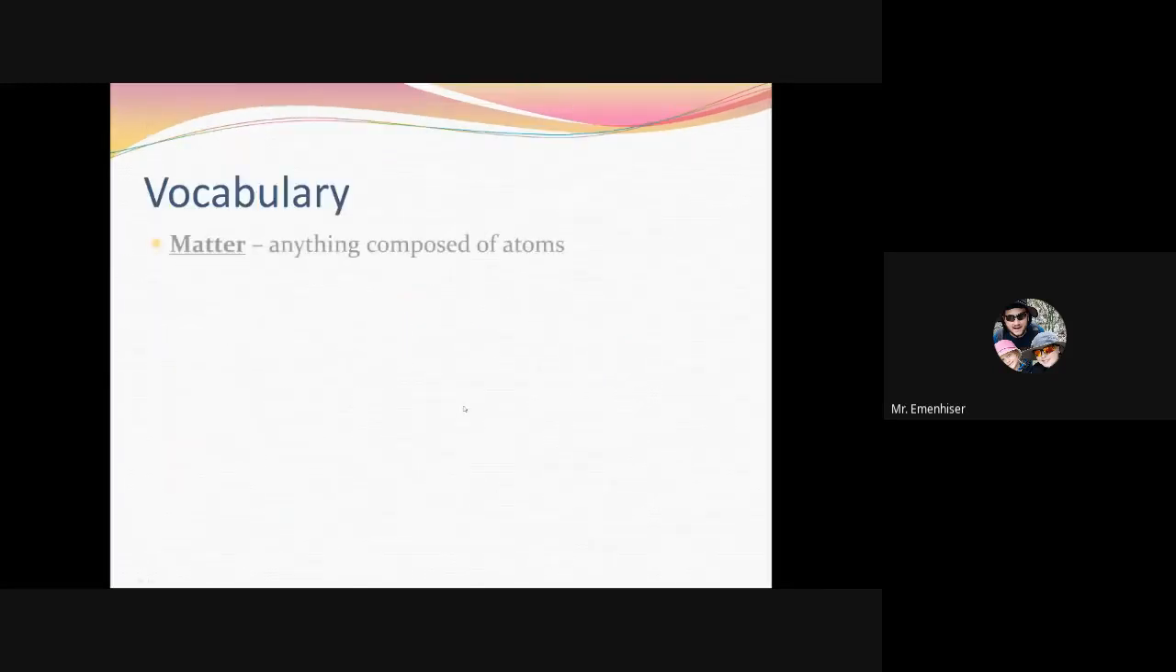All right, vocabulary. So matter is anything composed of atoms. So anything that's made out of stuff. So anything that's not energy. People, cars, food, metals, water, air. It's all matter because it's made out of atoms. Okay, it's made out of stuff.